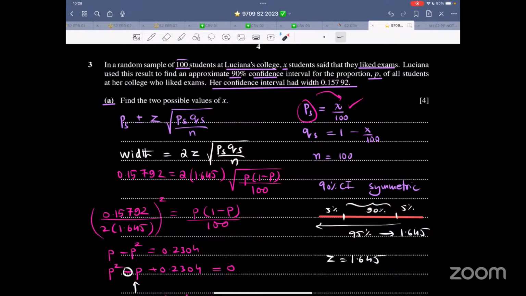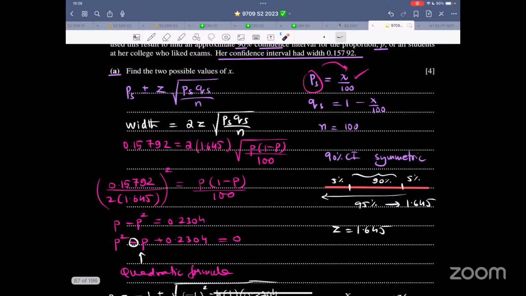So X is the number of students who like exam. So PS is X over 100, QS is 1 minus X over 100. So when I solve this question, that's the width value, that is the Z value for 95%, because 90% is in the middle, and this is 95%. And then QS is written as 1 minus PS, this is PS.